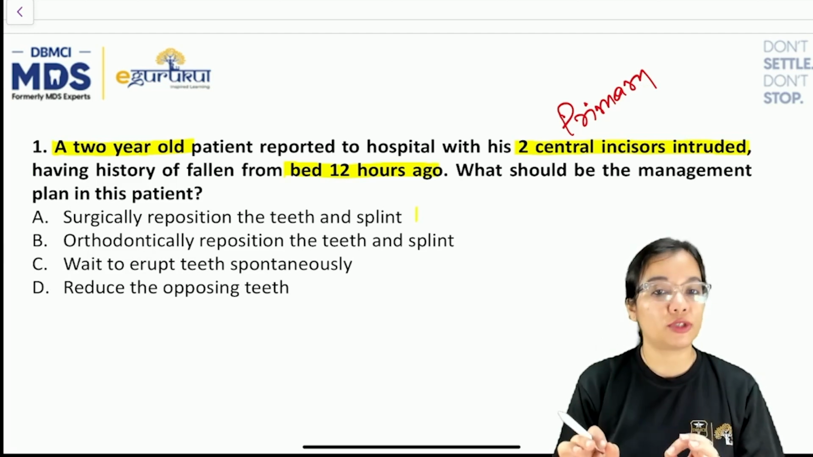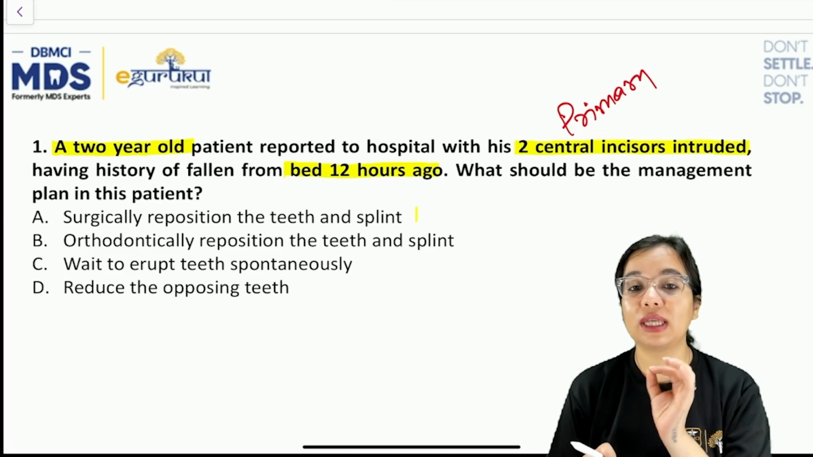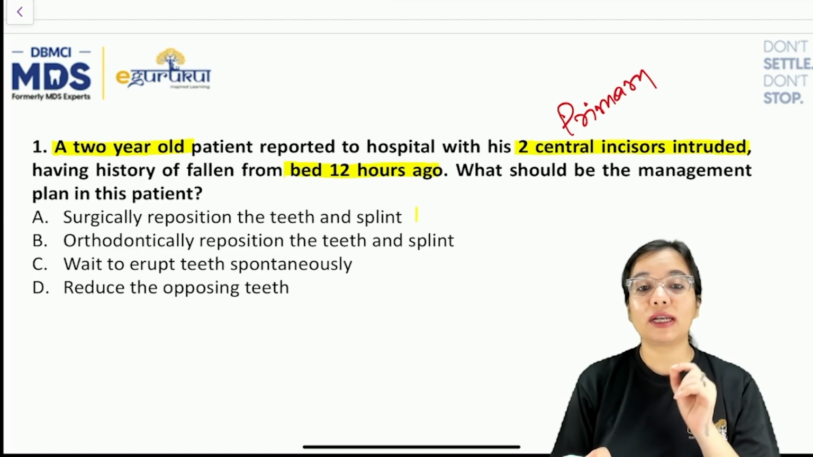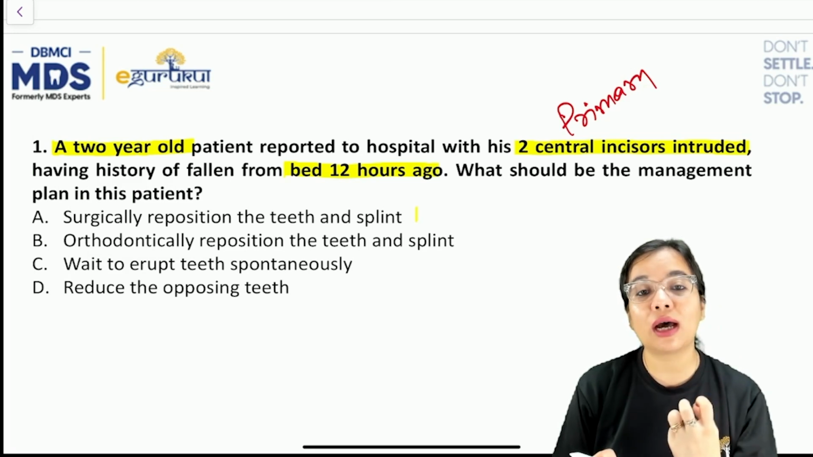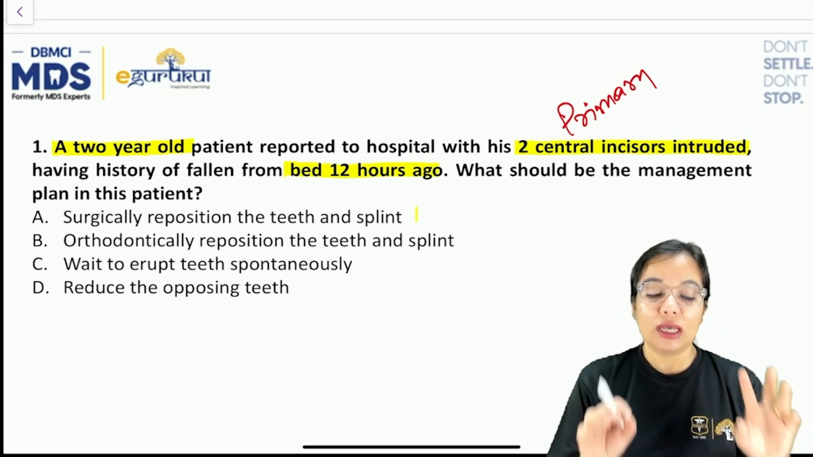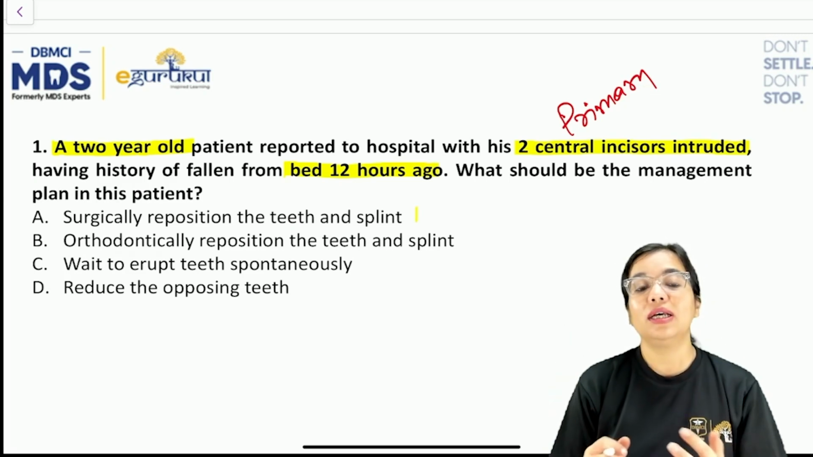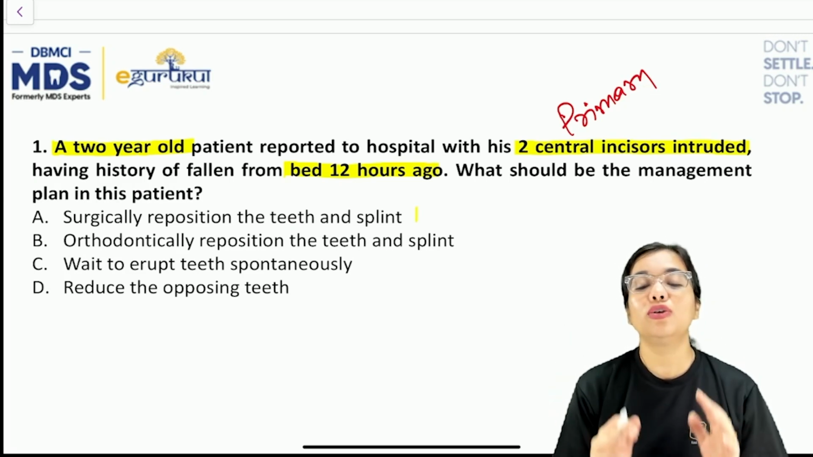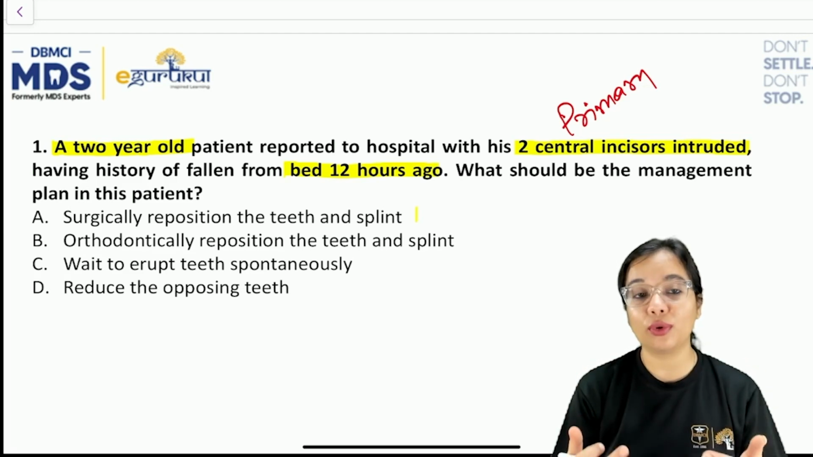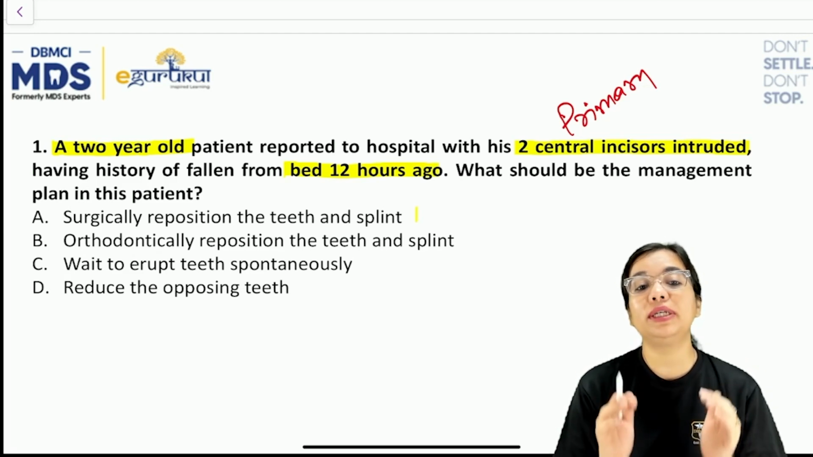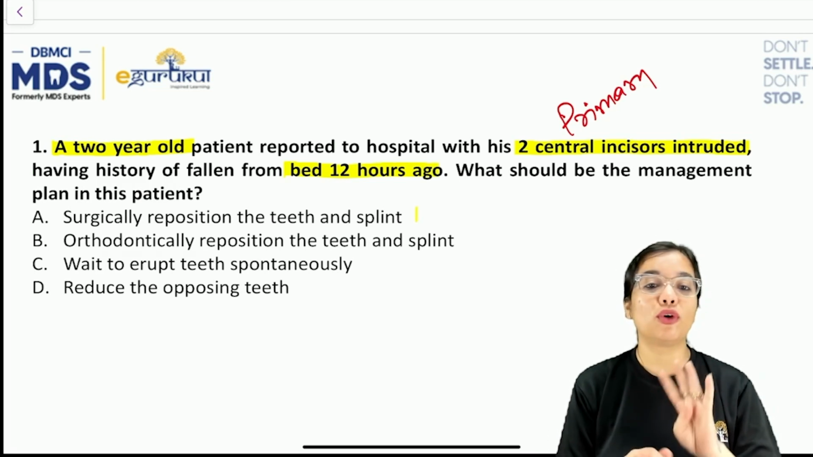That is surgical repositioning. The second option is to orthodontically reposition the teeth and splint. Orthodontically means you place implants such that the orthodontic wire pulls the teeth out and then you splint the teeth. Option C is to wait for the teeth to erupt spontaneously. So option C means you do nothing; you just wait for the teeth to erupt back on their own. And option D is to reduce the opposing tooth. So we have these four options.